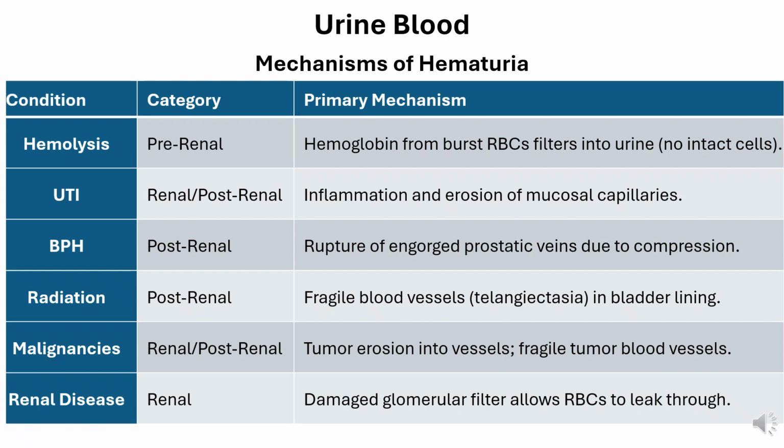In summary, dipstick positive plus no RBCs under microscope: think hemoglobinuria, hemolysis, or myoglobinuria, muscle breakdown. Painful hematuria usually indicates infection, UTI, or stones. Painless hematuria: assume cancer, renal or bladder, until proven otherwise. This is a red flag sign. RBC casts under the microscope mean the bleeding is coming from the kidney: glomerulonephritis.